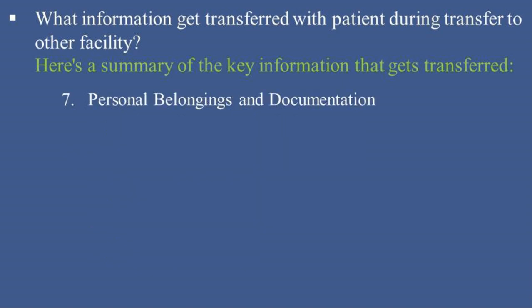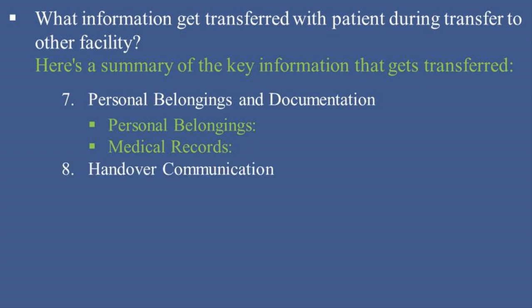7. Personal belongings and documentation. Personal belongings. A list of the patient's personal belongings being transferred, such as clothing, eyeglasses, dentures, or mobility aids. Medical records. Copies of the patient's medical records or a summary, including all relevant documentation needed by the receiving facility to continue care.